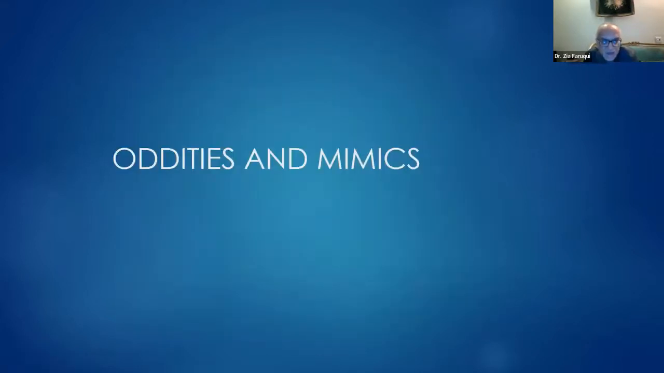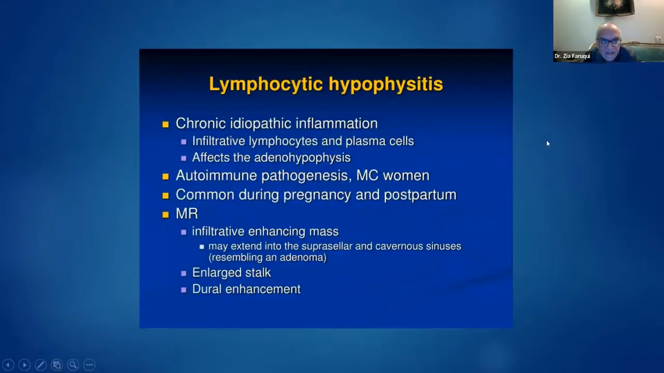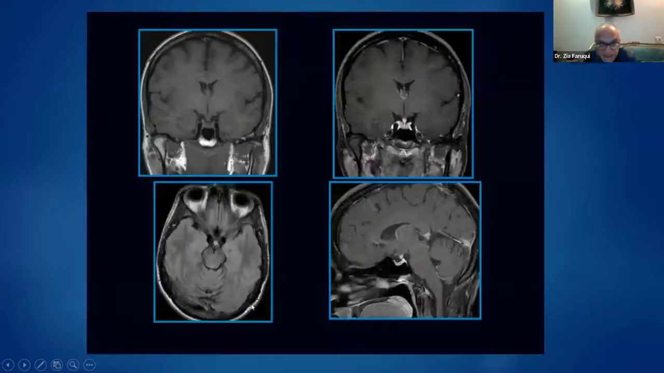In the end, just a couple of oddities and mimics. Lymphocytic hypophysitis is an autoimmune disorder. It involves the pituitary stalk, more common in women, particularly during pregnancy and the postpartum period. And the hallmark is an enlarged stalk which shows diffuse dural enhancement. So here you can see that the pituitary stalk is thickened and enhancing.